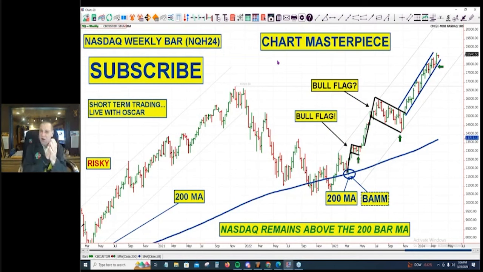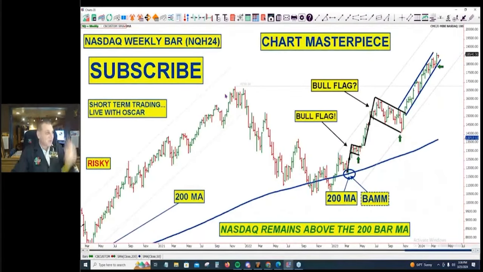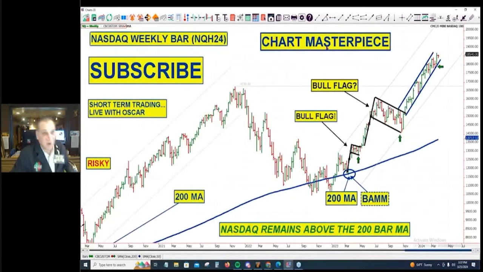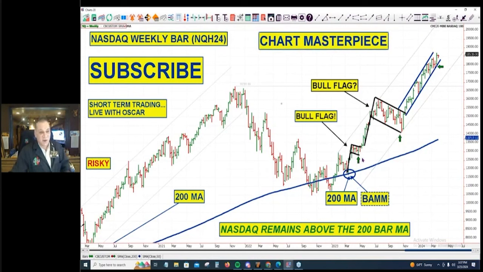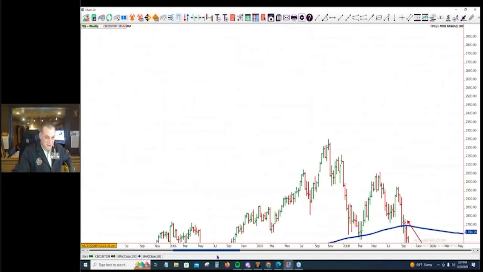This is Chart Masterpiece. We've been using this for several years, this very same chart. It helped me call the bottom in COVID. I mean, it helped me do all kinds of great stuff. This chart, the NASDAQ weekly bar, is telling us we still have a long way to go on the upside. Why? I'm gonna take you through this chart so you can see it for yourself. We're gonna go back a long time on this chart, if it even has the data for me to go back that far, let's see. How far back can we get? Good, we're at 2005.